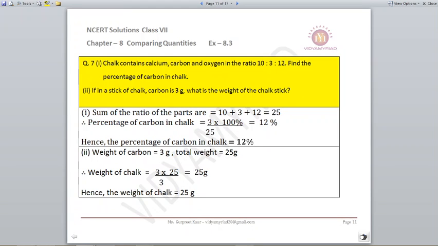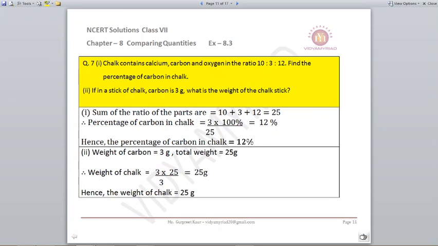Question number 7. Number 1. Chalk contains calcium, carbon and oxygen in the ratio of 10:3:12. Find the percentage of carbon in the chalk. Now let's first of all find out what is the total number. 10 plus 3 plus 12, that is total sum of the ratios is 25. But we need to find out only about the carbon.